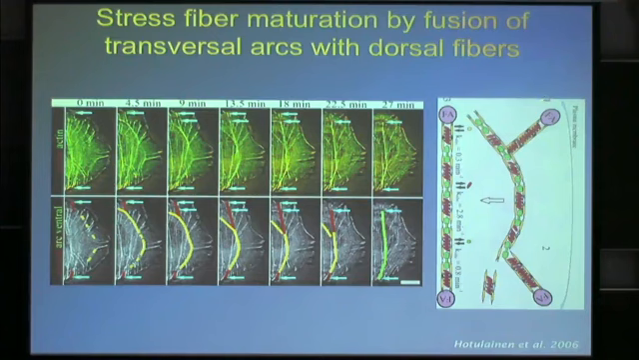These are again the dorsal fibers. They are attached to those arcs, and the maturation happens in this way: the arcs that are connected to the dorsal fibers move and fuse centripetally, further inside, with their flanking dorsal fibers, to generate this elongated, straight ventral stress fiber. So this is the maturation process that is highly controlled in space and time.